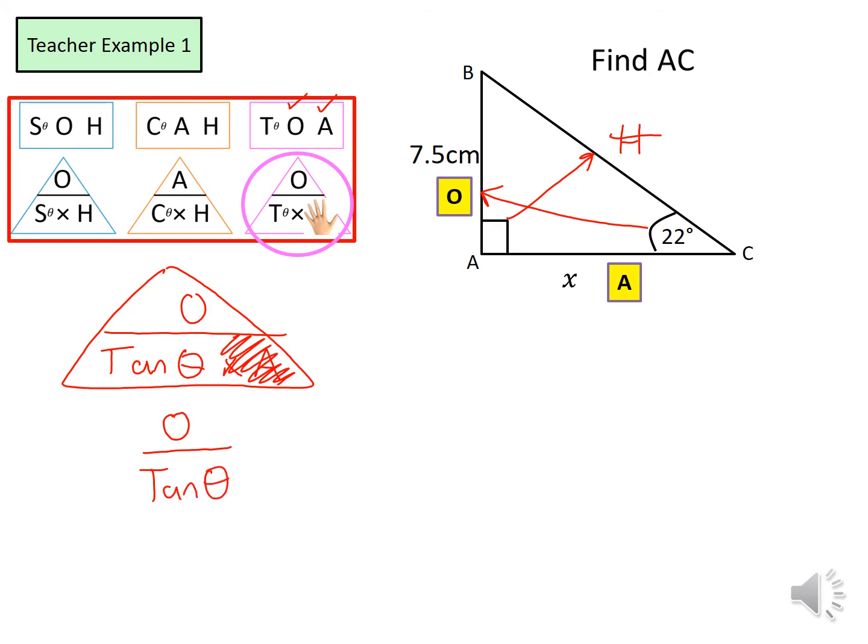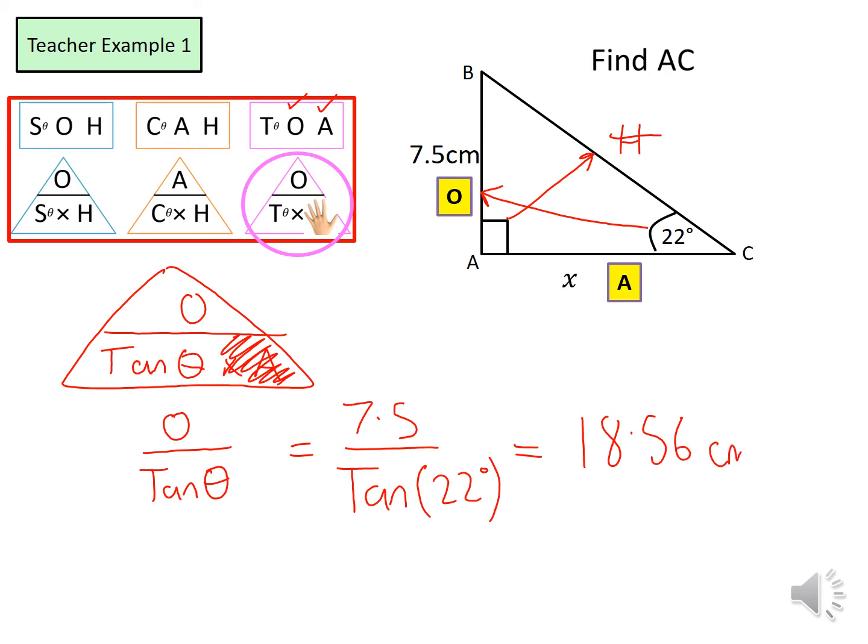Now to work out what the length is, substitute our values in. Look at the opposite. Opposite has 7.5 centimeters divided by tan. What is my angle? My angle is 22 degrees. Therefore my answer is 18.56 centimeters to 2 decimal places.